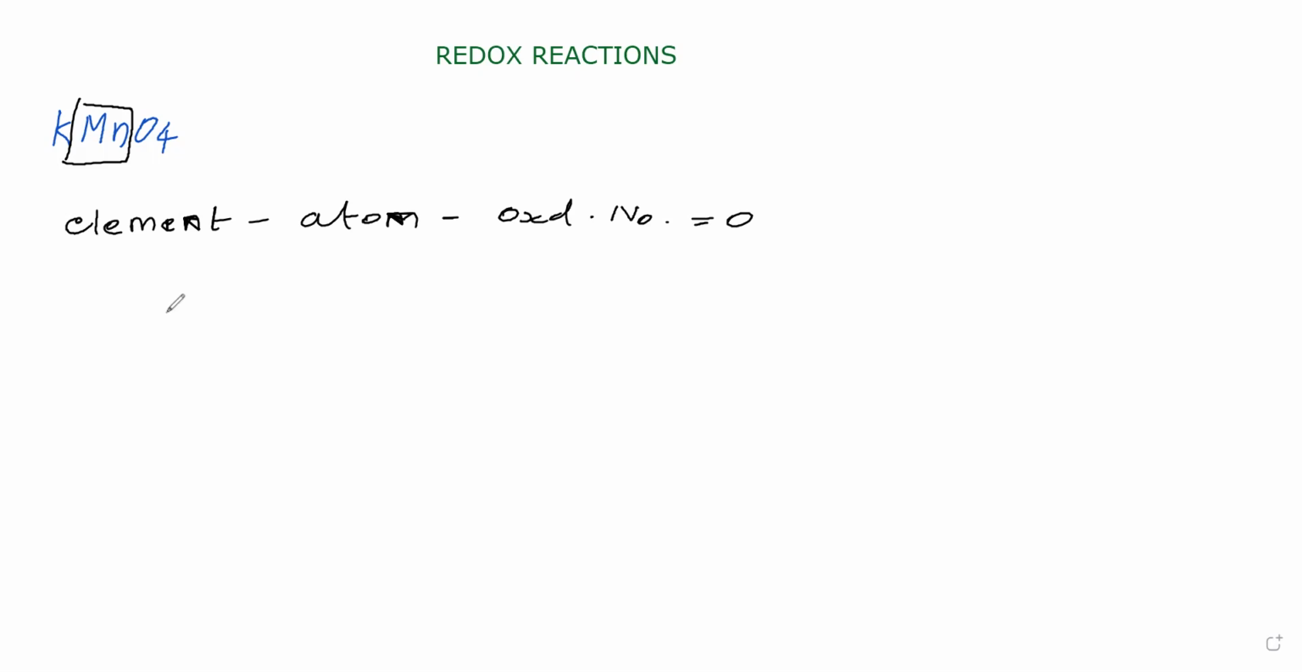Suppose we are taking the element phosphorus. Its formula is P4. In P4, the phosphorus atom oxidation number is 0. Similarly, we take rhombic sulfur. In rhombic sulfur, the sulfur atom oxidation number is 0.